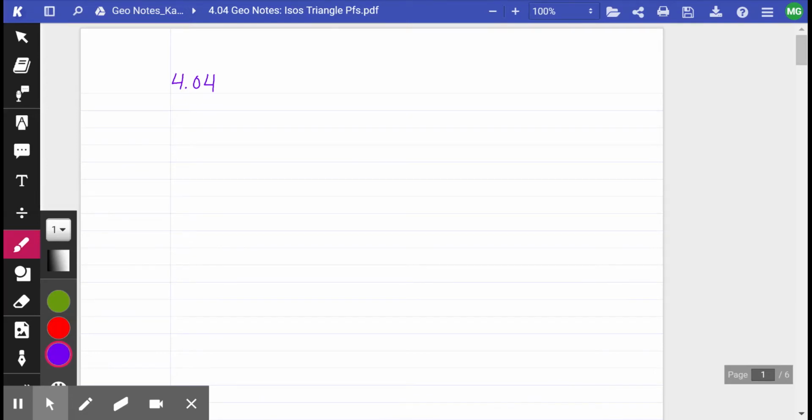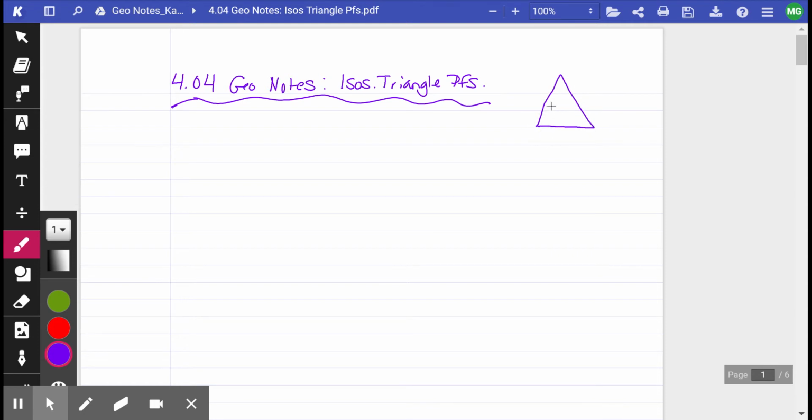Hello, we're on 4.04 geometry notes today, and we're going to be doing more proofs. We're going to be talking specifically about isosceles triangle proofs today. So an isosceles triangle, hopefully you remember, is just a triangle that has two congruent sides.